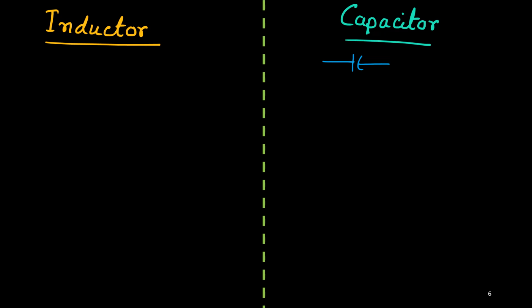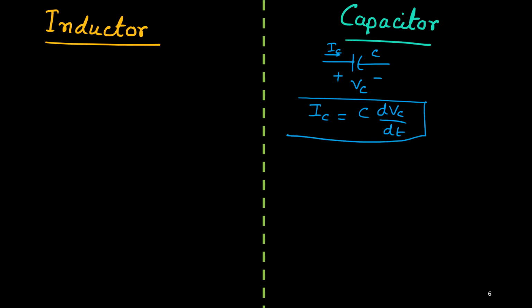Now this capacitance is C, and its voltage is V sub C, and current is I sub C. The relation we got is I_C equals C dV_C/dt. So this is the fundamental relation. Okay. And a very similar thing we will get for the inductor.